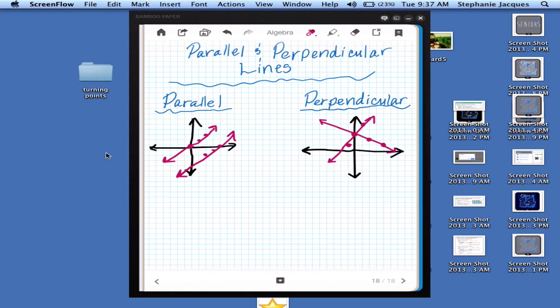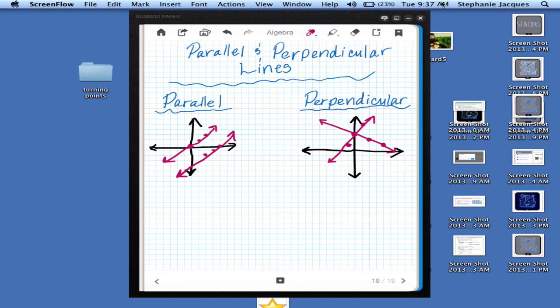Tonight you're going to learn about parallel and perpendicular lines. So let's go back to geometry from 7th grade. And if you're a 7th grader, go back to probably 5th grade geometry. And let's talk about what parallel and perpendicular mean.